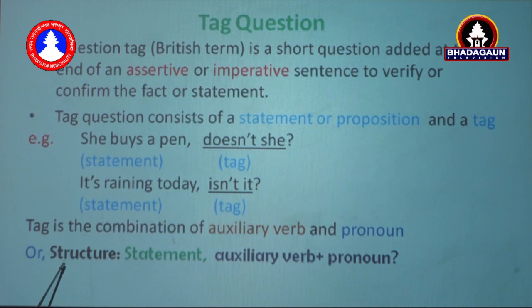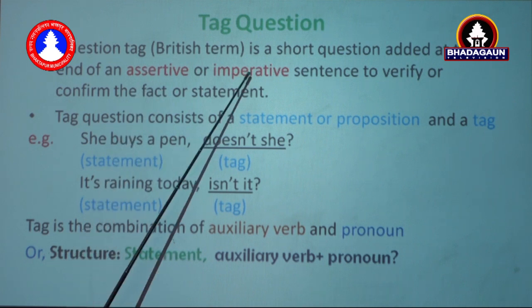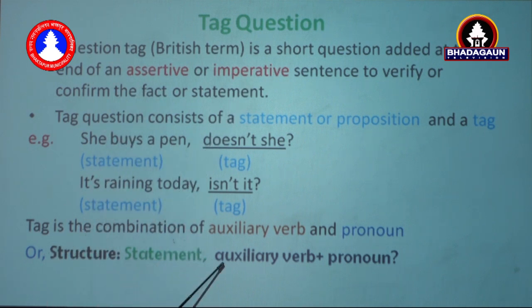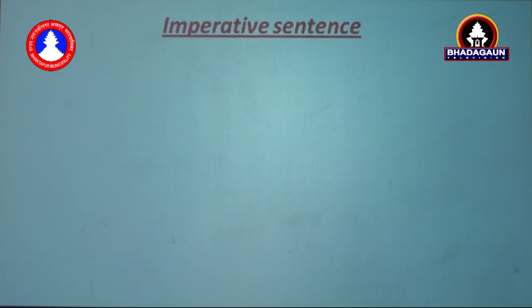So finally we can say that the structure of tag is, there will be the statement that will be in the form of assertive or imperative, and then we will have the tag part, that always starts from auxiliary verb and pronoun. At the end there will be the question mark. So this is the structure of tag. We have revealed this structure from these two statements, the examples shown on the board.